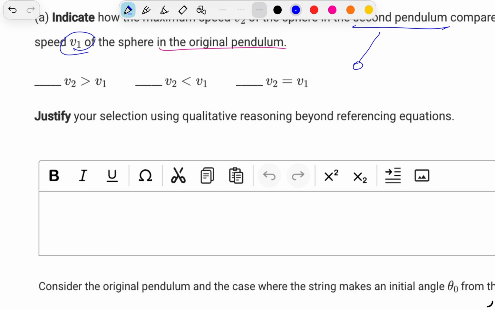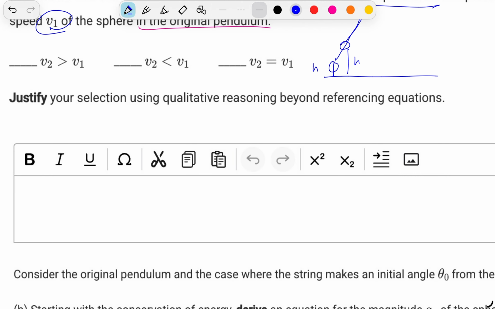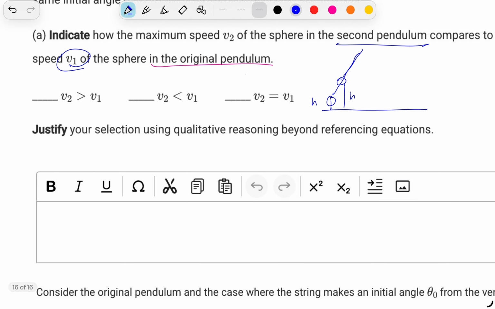So one of them is going to be up here, one of them is also long, but it's going to be here. So that's H, and then this is H, when you compare them to the same reference line here. What we can see is that lost gravitational potential energy is going to become kinetic energy. So the sphere on the longer pendulum is going to have the greater maximum speed at the bottom. That's why our V2 is going to be greater than our V1.